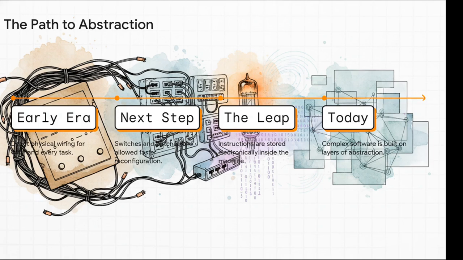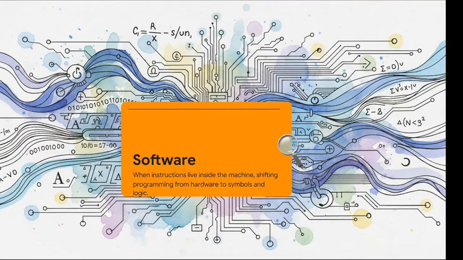Then we got a little smarter with switches and patch panels, which made things a bit faster. But the real game changer, the big leap, was when we figured out how to store instructions electronically inside the machine itself. That paved the way for all the layers of complex software we have today. And that's it. That's the birth of software. The instant that instructions could live inside the computer as electrical signals instead of as physical wires, that's when programming stopped being about building a machine. It became about writing symbols, about pure logic, about abstraction.